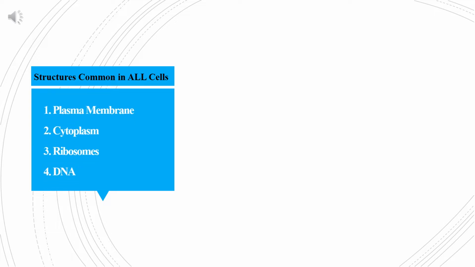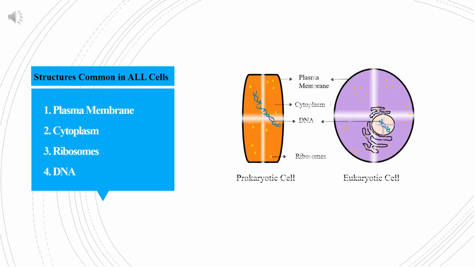The structures commonly found across all types of cells include the plasma membrane, cytoplasm, ribosomes, and DNA. Plasma membrane acts as a separating boundary between the intracellular and extracellular environment of the cell. Cytoplasm is the fluid-filled interior of the cell. Ribosomes are the protein-making machinery of the cell, and DNA stores the hereditary information of the cell and determines how the cell is going to be built and how it is going to function.